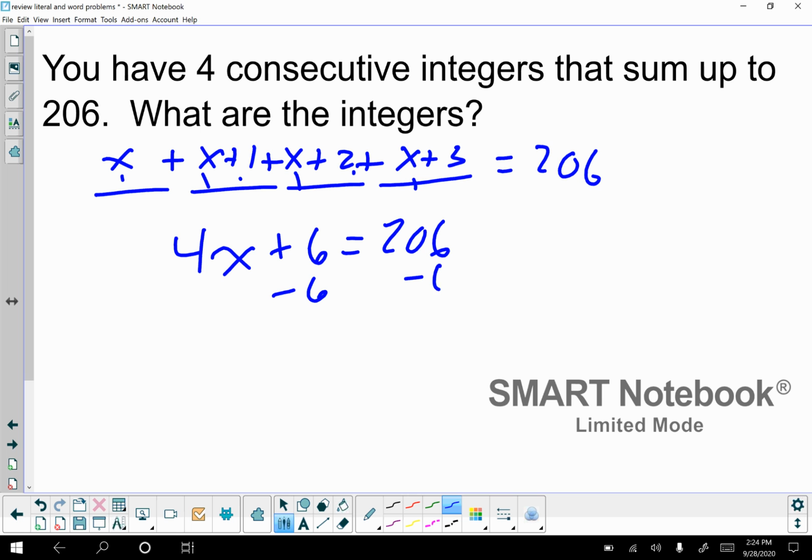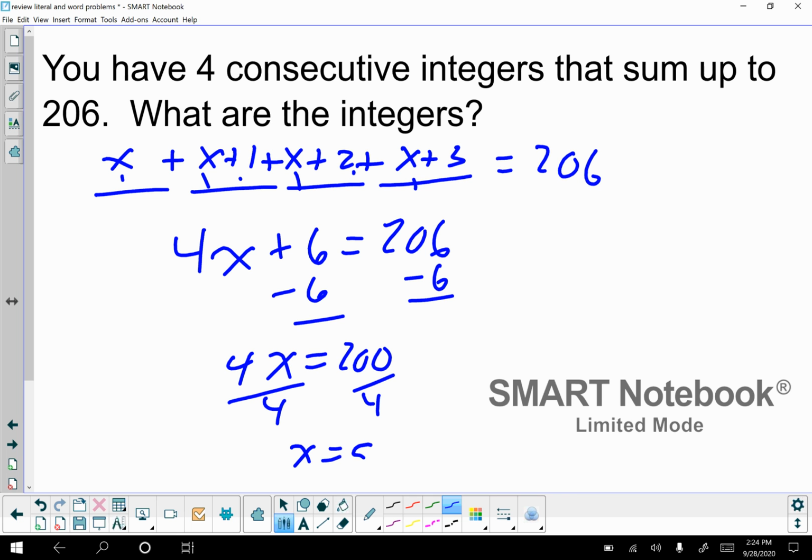Subtract 6 from both sides. And divide each side by 4. So x is equal to 50. So my numbers are 50, 51, 52, and 53. If I add those all up, I get 206.